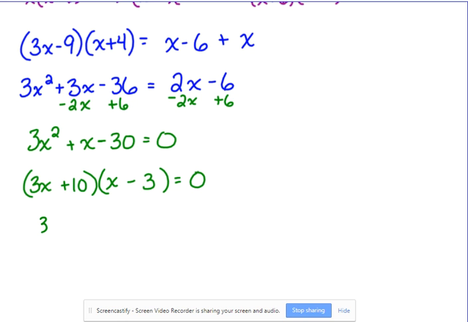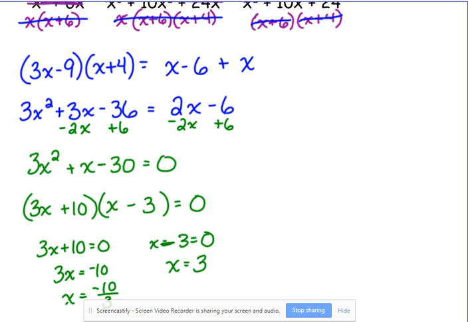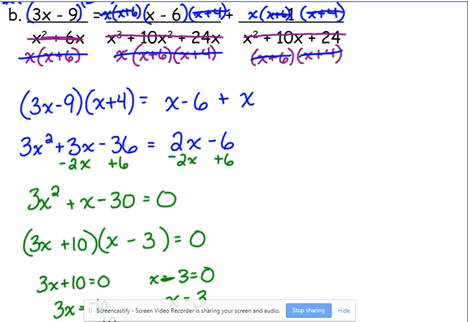All right, so let's solve. 3x plus 10 equals 0. x minus 3 equals 0. So that one's easy. x equals 3. The other one is 3x equals negative 10, so x equals negative 10 over 3. Oh, that's a little lengthy, isn't it?